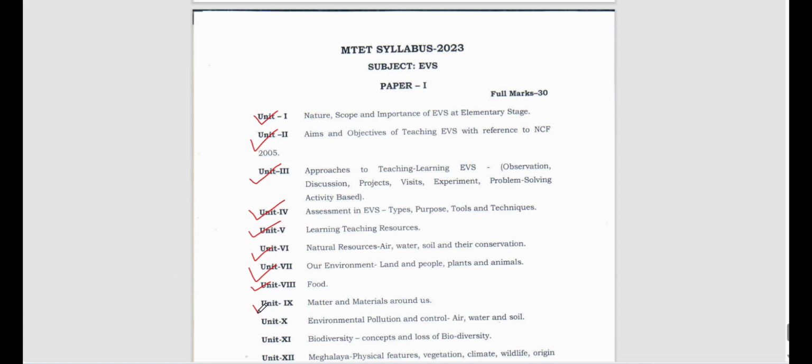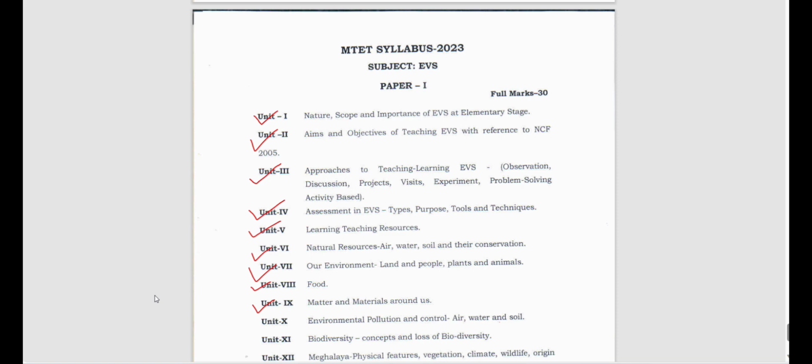Then let's see unit 9. Unit 9 says matter and materials around us. So we know that everything in this universe is made up of matter. Matter means anything which occupies space and has mass, right? Then matter can be solid, liquid, or gas, right?